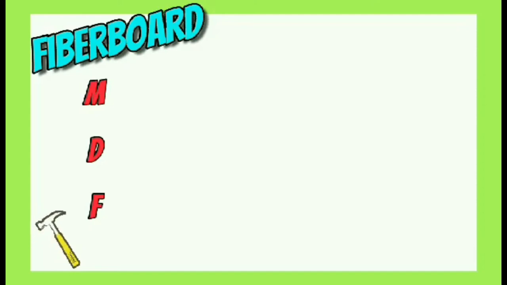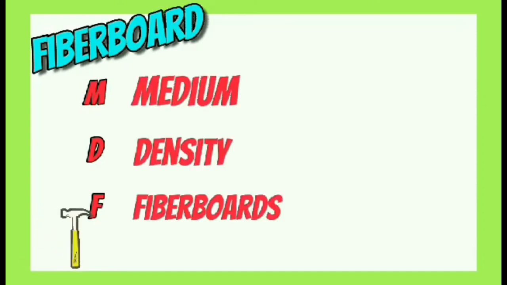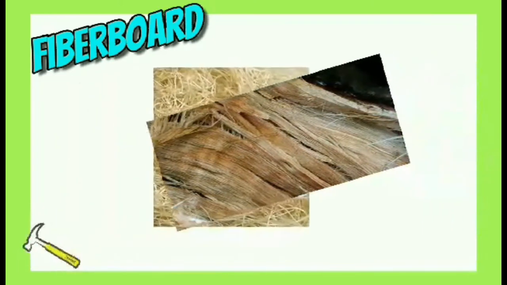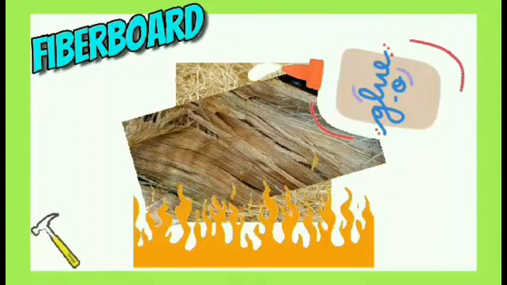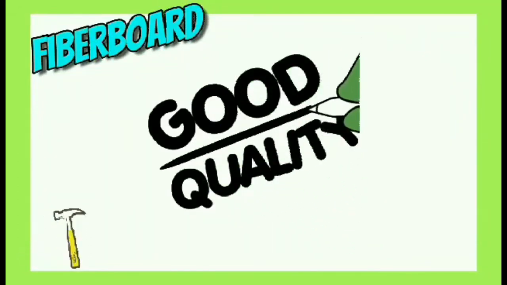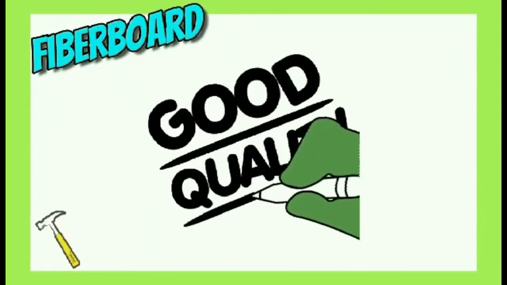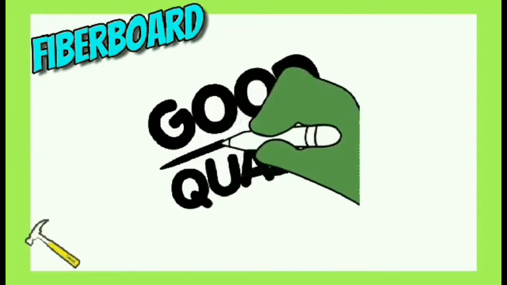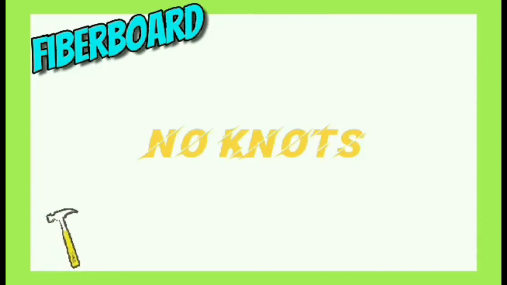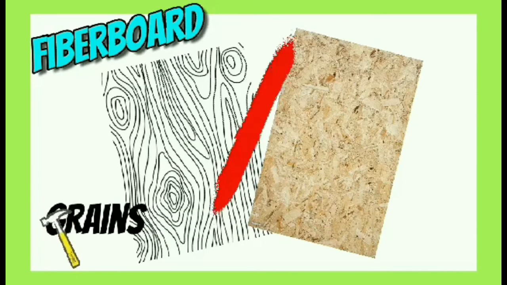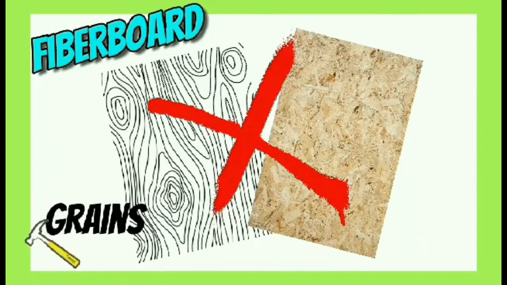MDF stands for medium density fiber boards. It is a type of fiber board which is made from wood fiber glued under heat and pressure. MDF has many qualities that make it an ideal alternative to plywood or chipboard. It is dense, flat, stiff, has no knots, and is easily machined. Its fine particles provide a material without recognizable grain.